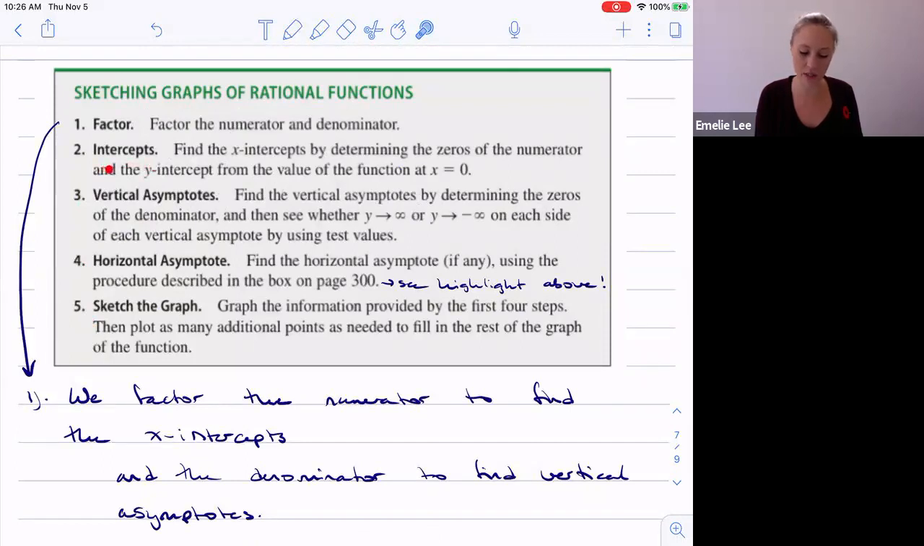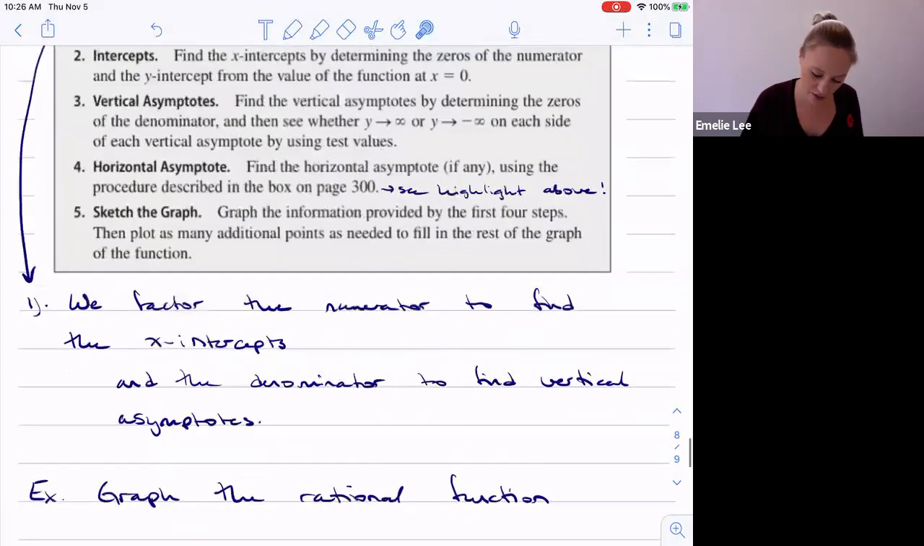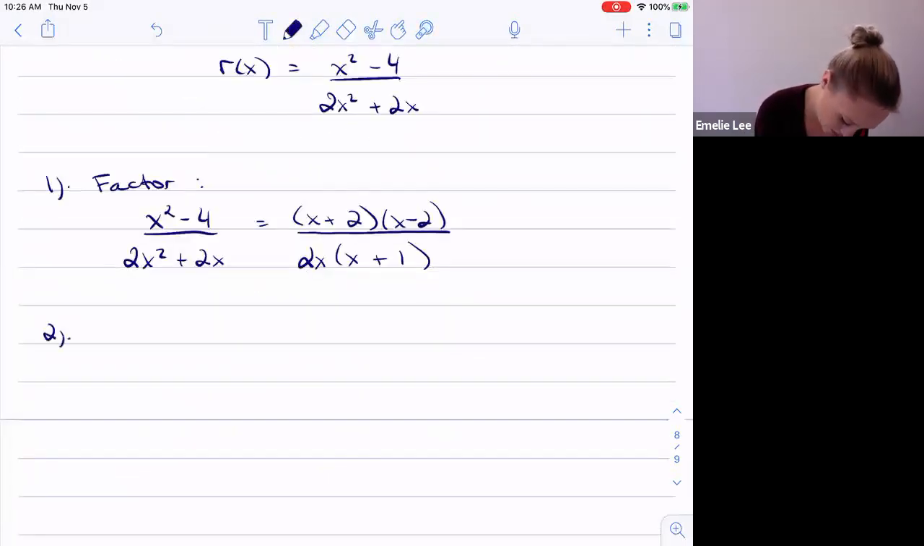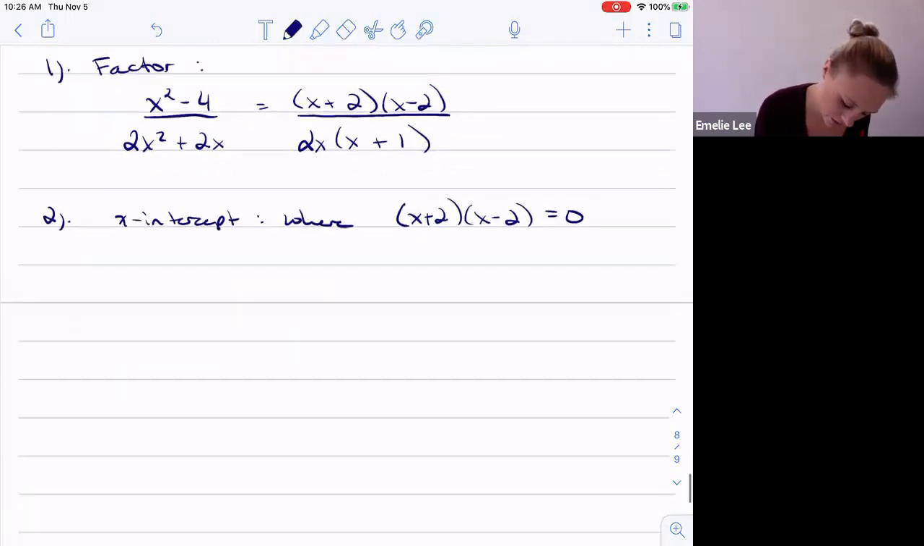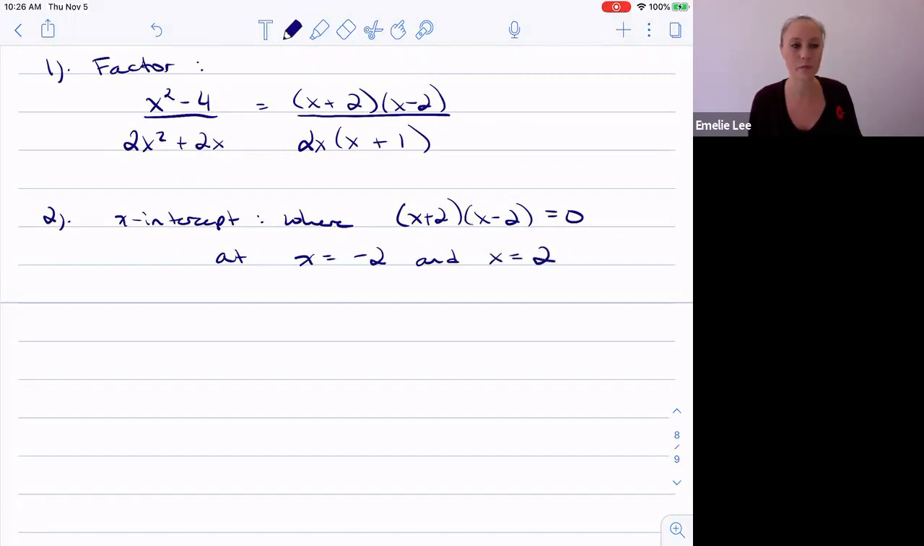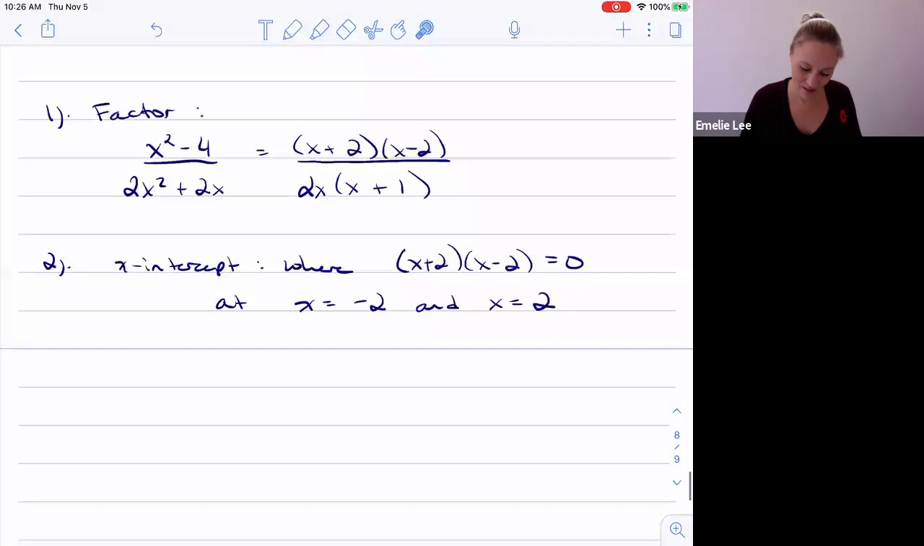So let's deal with the intercepts. The intercepts are where the numerator is 0, right? So the x-intercepts are where the numerator is 0. So step 2, the x-intercept, where x plus 2 times x minus 2, just to keep it the same, is equal to 0. So that's at x equals -2 and x equals +2. You could find that by using the quadratic formula if you wanted to, right? A is 1, B is 0, and C is -4. But these, we should probably recognize. Not perfect squares, difference of squares.